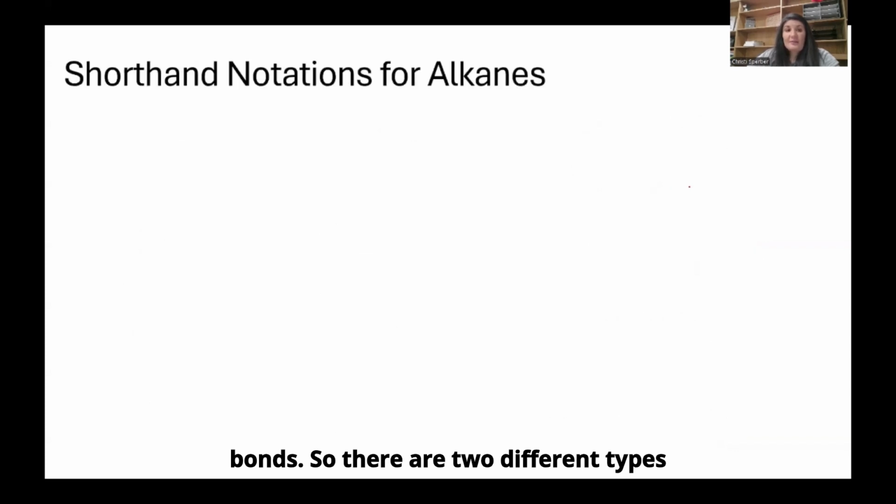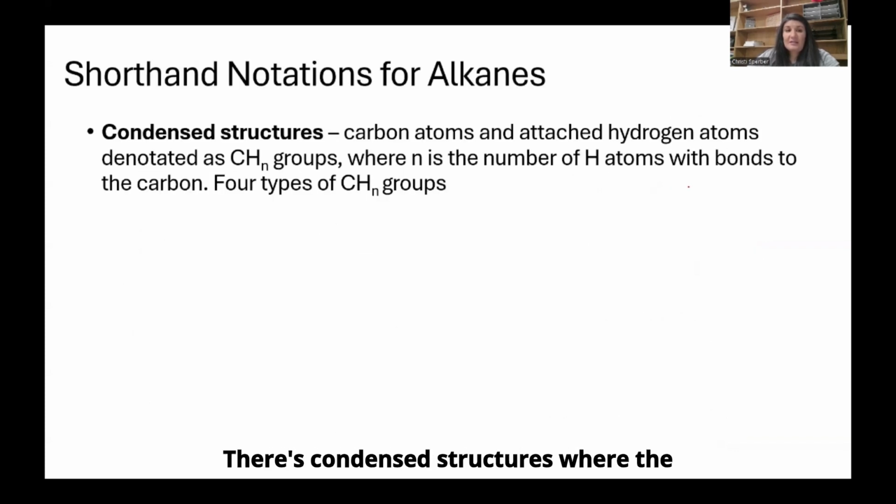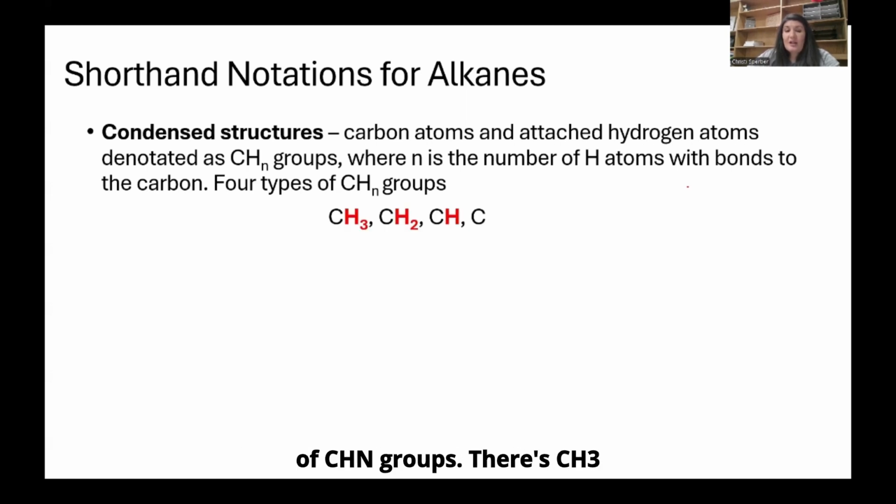So there are 2 different types of shorthand notations for alkanes. There are condensed structures, where the carbon atoms are attached and their attached hydrogen atoms are denoted as CHn groups, where n is the number of hydrogen atoms with bonds to the carbon. There are 4 different types of CHn groups. There's CH3, where there are 3 hydrogens bonded to the carbon atom, CH2, CH, and C, where C has no hydrogens bonded to that carbon atom.